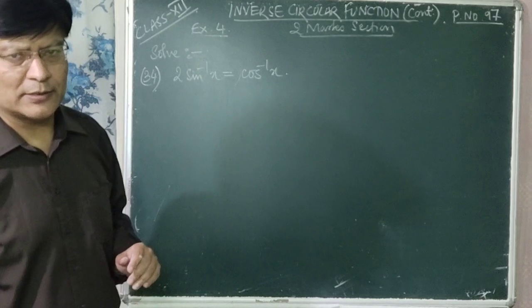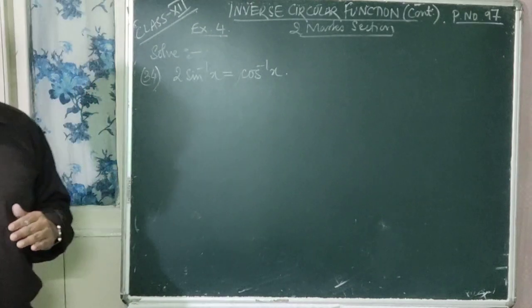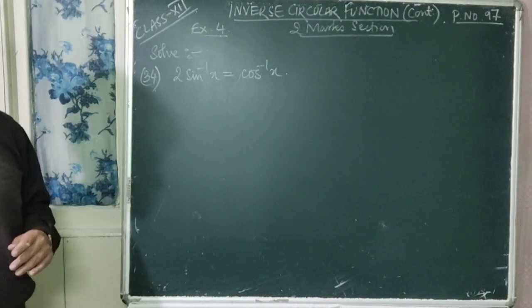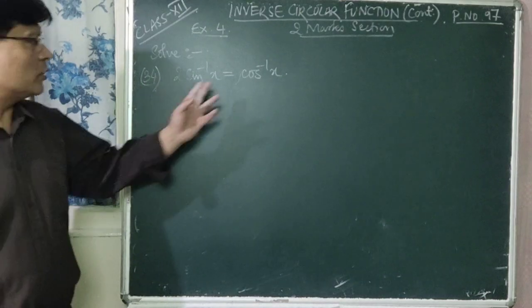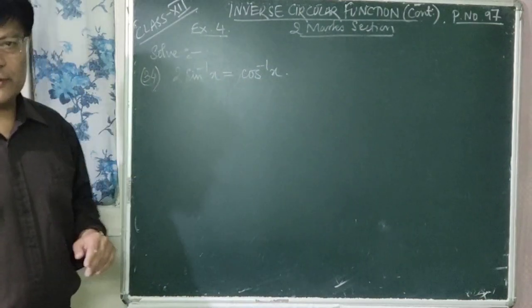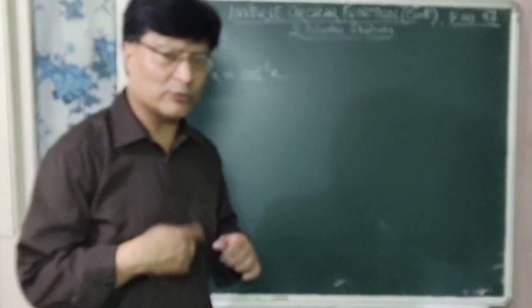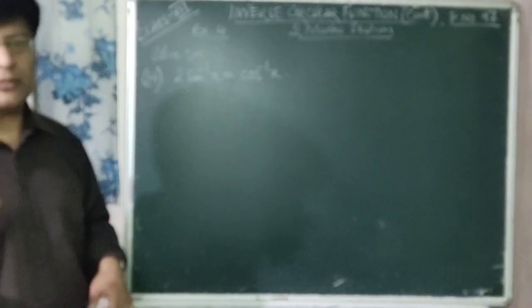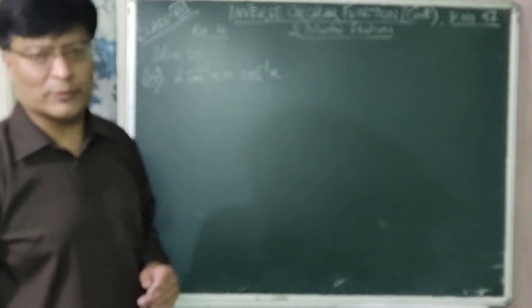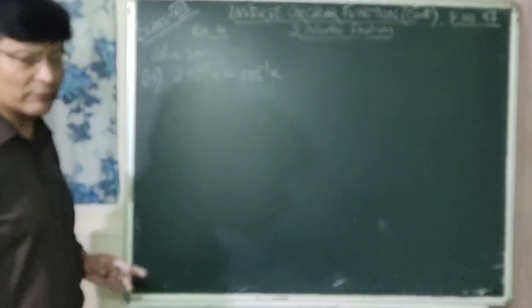It is given that, right? So you have to convert it into the same inverse circular function. Either you can change cos inverse into sin inverse, or sin inverse into cos inverse. You have to change only one. So there are formulae for 2 sin inverse x. There are two formulae for 2 sin inverse x. What are they? Can you tell me?